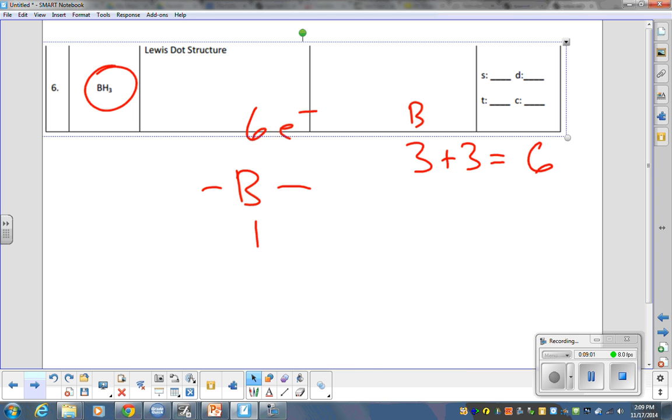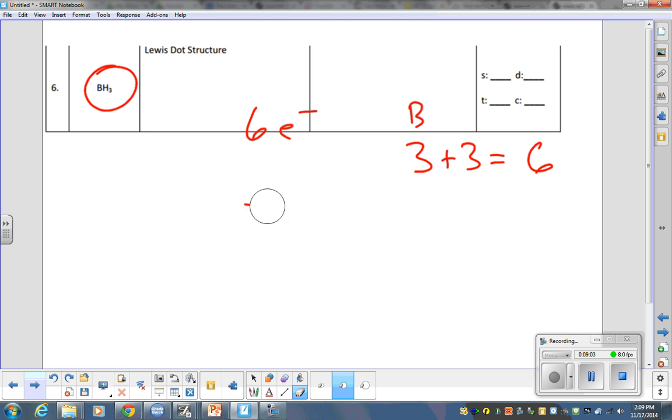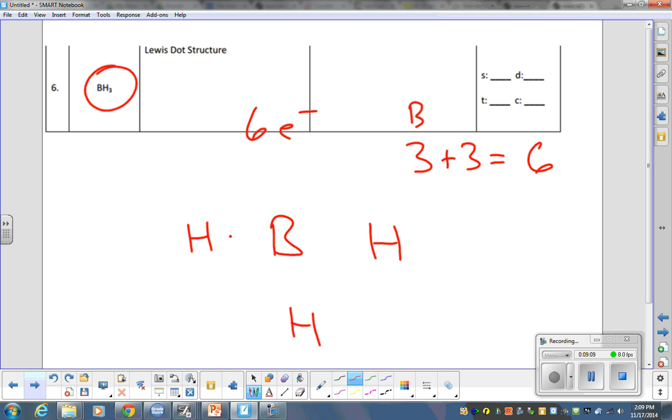So when I go to do this, I'm going to basically go, okay, B is going to be my central atom, H, and H, dot, dot, dot, dot, dot, dot. So how many did I use? 6. As soon as I hit 0, my structure is done. Single bond, single bond, single bond, done. So this molecule has 3 single bonds, and it's good to go.